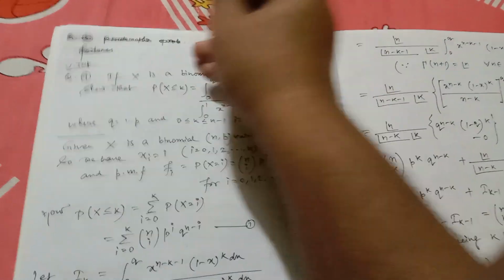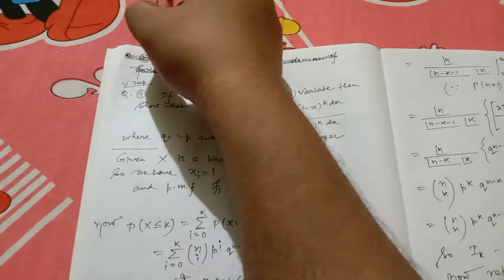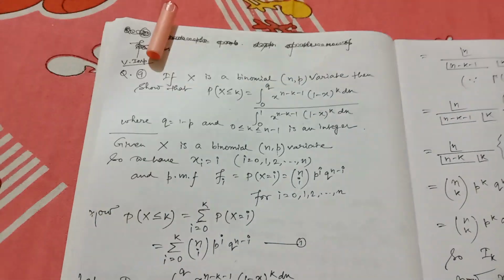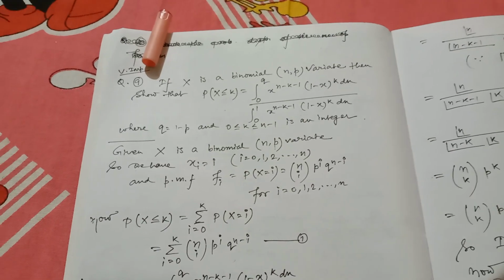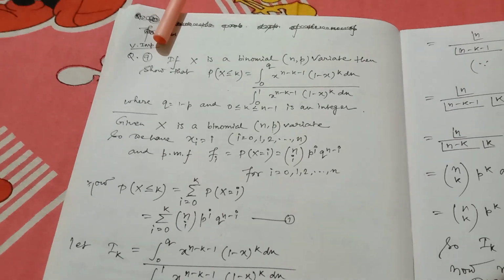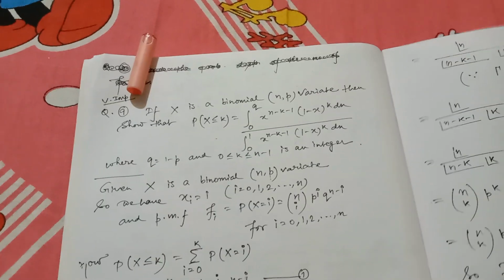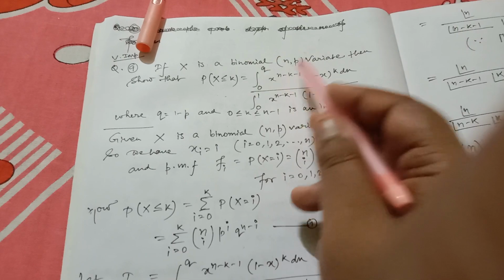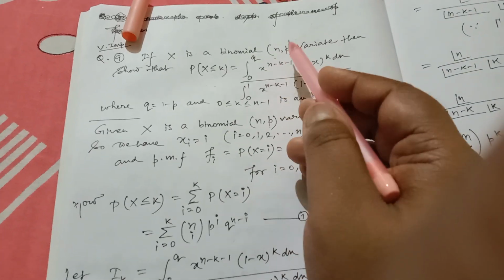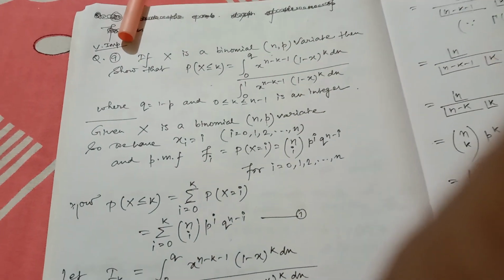This one is a very important problem. This is question number 9, and this is extremely important. That's why you can see even I have written "very important" just above this question number. Suppose capital X is a binomial (n, p) variate. N is the number of trials, p is the probability of success in each trial.